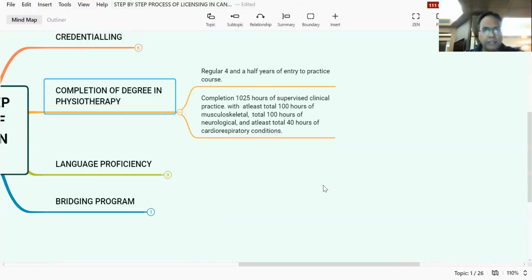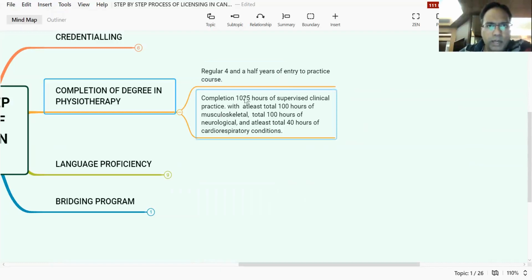Whereas other countries have different criteria, depending on the qualification that is required for entry to practice, is what they would like to know, and they will do the credentialing of that particular degree. So not only the bachelor's degree that is required from the Indian perspective; for other countries, as per the rules, whatever degree is considered as the entry to practice degree for a particular country is what is required for the credentialing process and also the process of licensing in Canada.